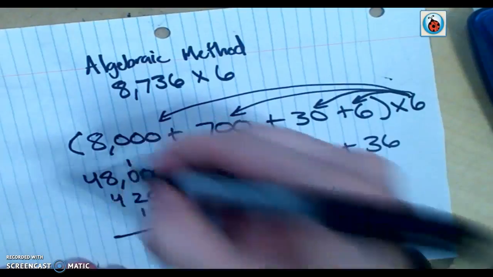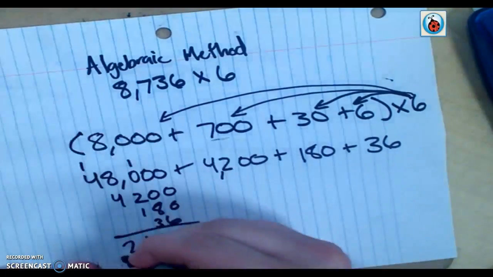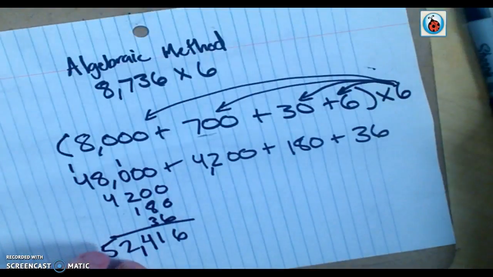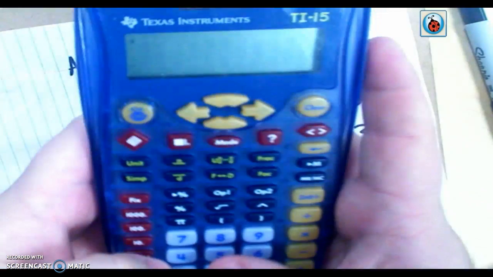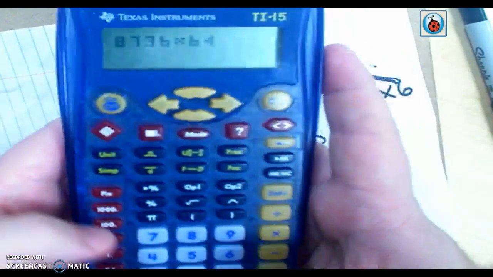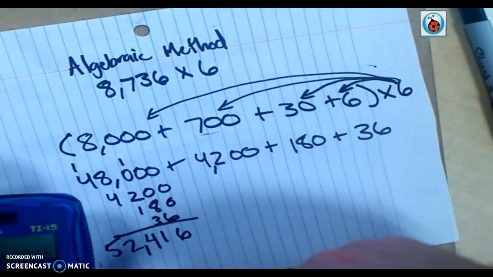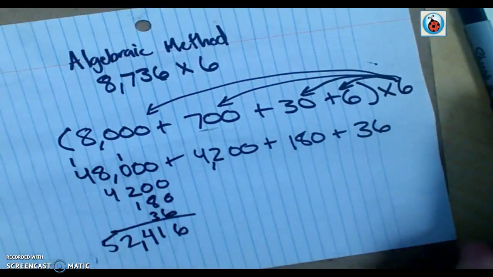6, carry 4, 12, carry 5. And then you can always check with the calculator. So when you check with the calculator, 8,736 times 6 is 52,416, which is the same response I got.